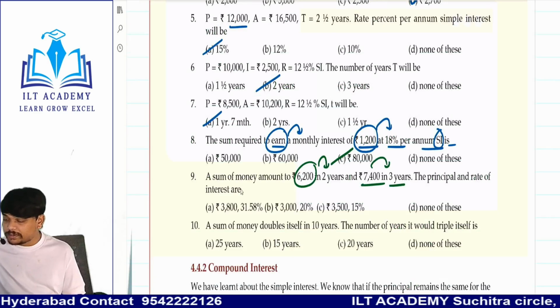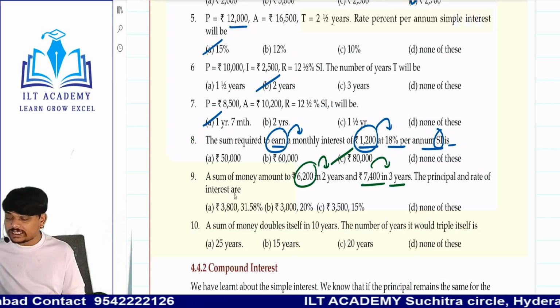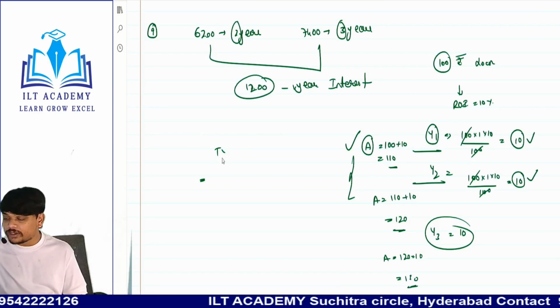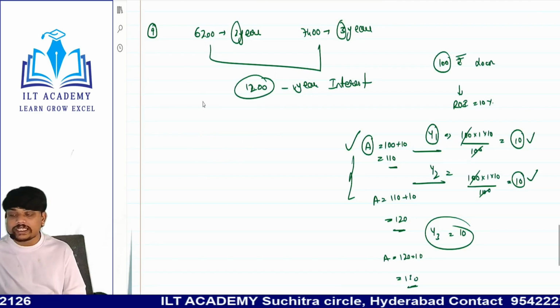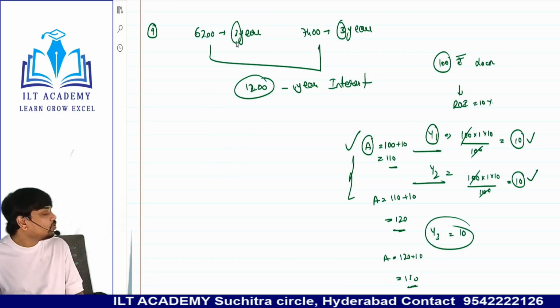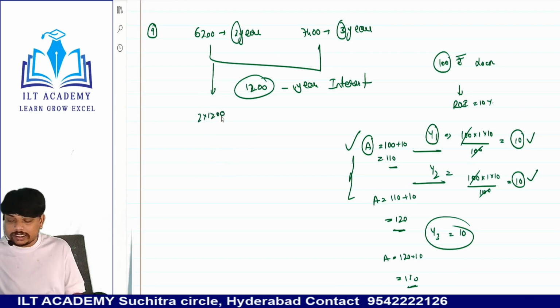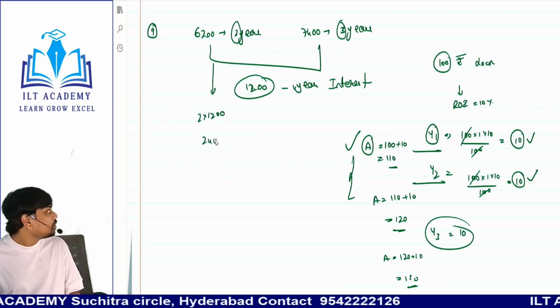6,000. The principal, the rate of interest are what? Okay, now I can do one thing over here. Now 1200 is 1 year interest. So for 2 years what will be the interest? 2 into 1200, right, which is 2400.